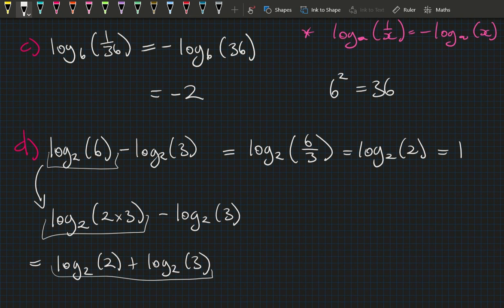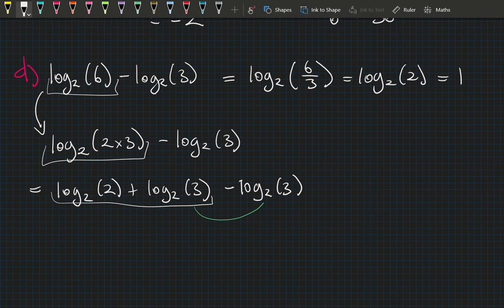So that's the same thing all the way down. And of course, we can't forget our log base 2 of 3 there. Now we've got 2 things that are the same here. We've got our 2 log base 2s of 3s. So anything subtracting itself is 0, so they disappear and we're left with log base 2 of 2, which of course equals 1.